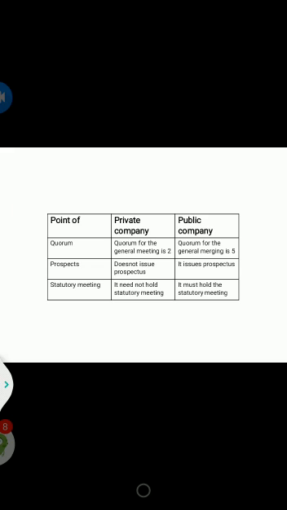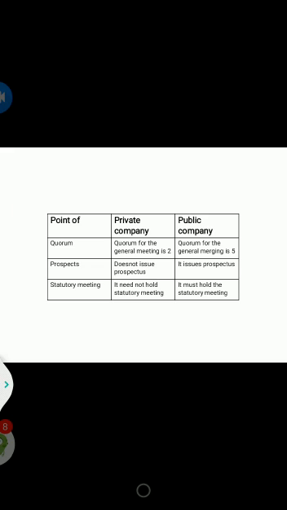Then the next is prospectus. A prospectus is not issued by a private company. Why is it not issued? The prospectus is issued especially for public subscription, and a private company is not going to invite the public to subscribe to its shares and debentures. A public company is going to issue the prospectus, as it will invite the public to subscribe to its shares.